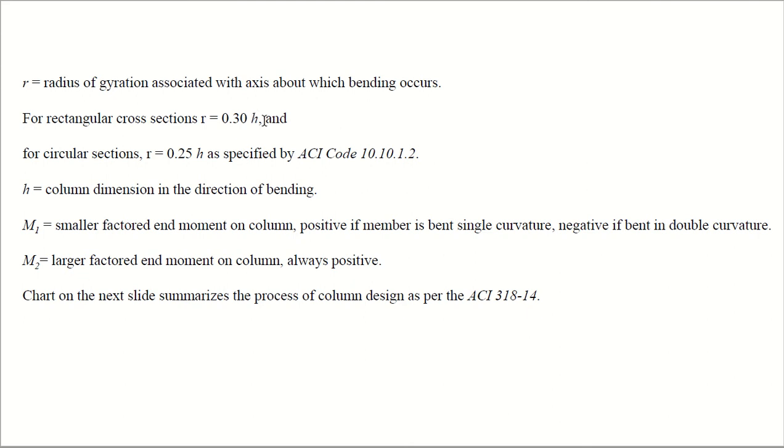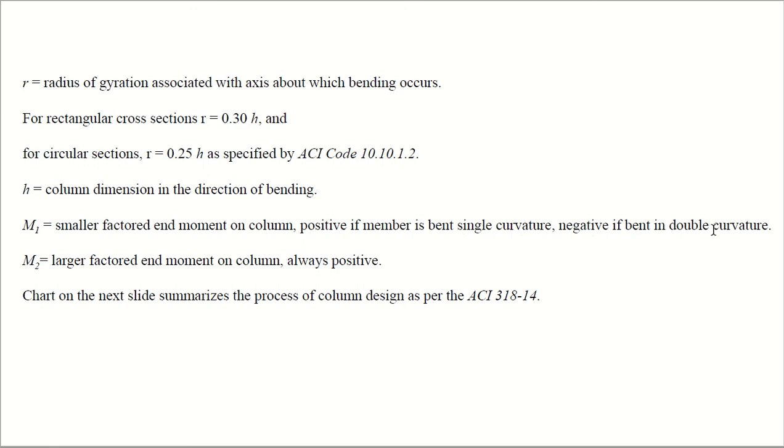Okay, so here you will take the H as 18 inches. However, in circular sections it is constant. M1 is the smaller factored moment on columns. Positive if member is bent in single curvature. Negative if bent in double curvature.